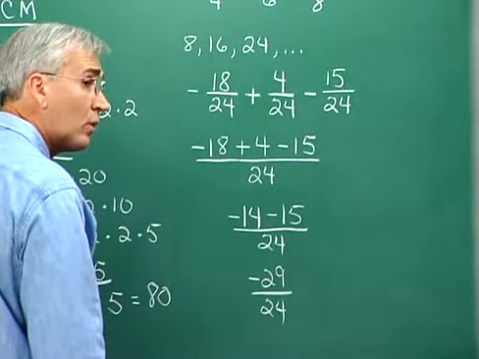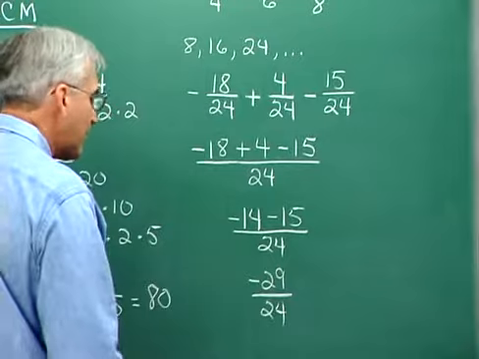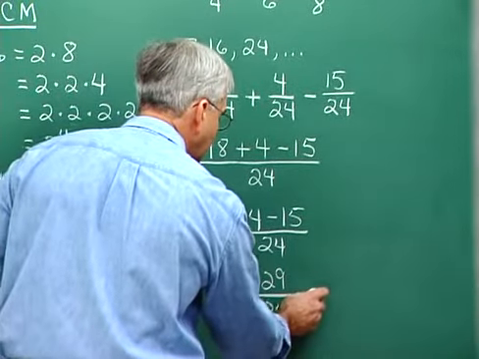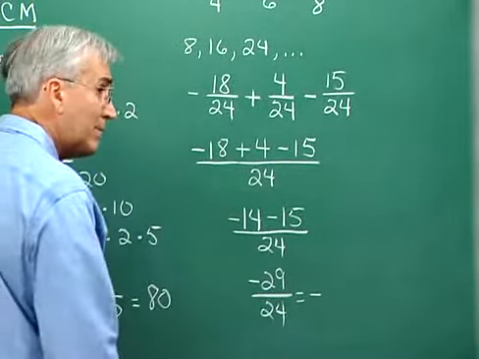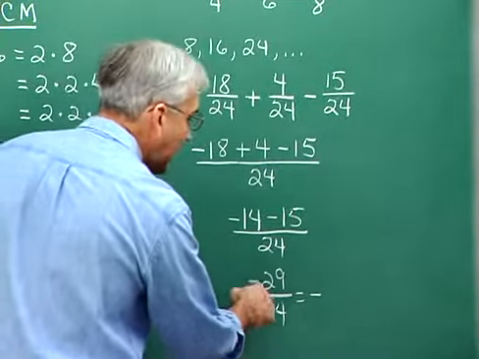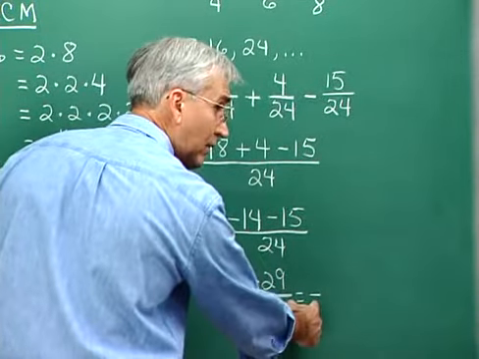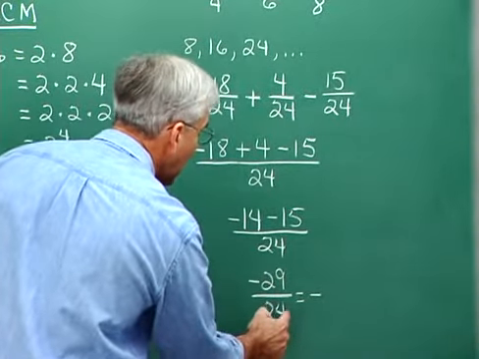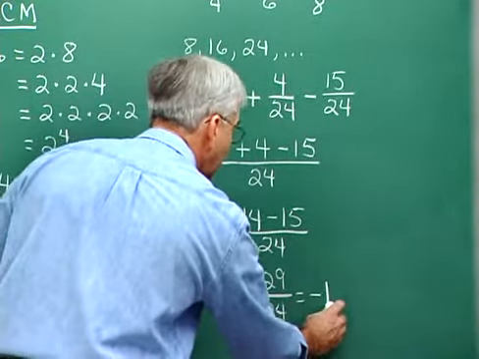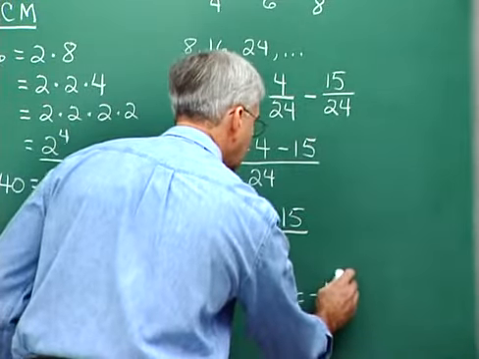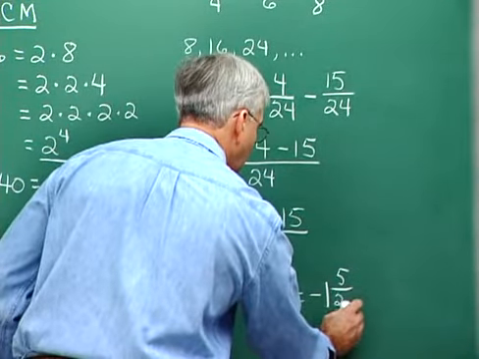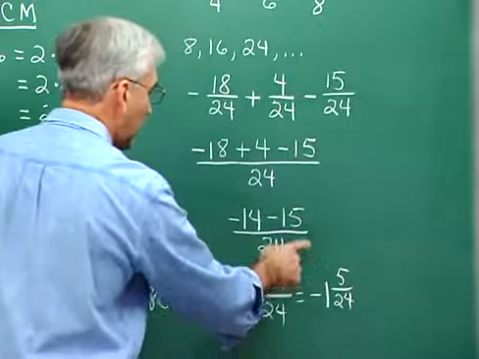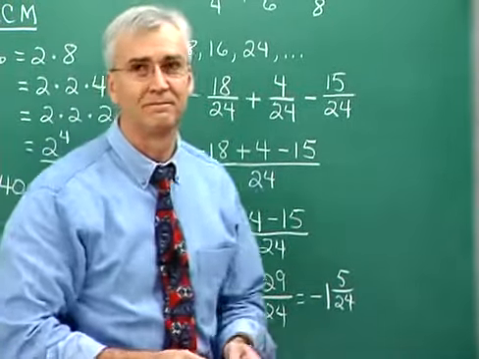Negative 29 over 24. Oh, I see, it's an improper fraction. I would probably want to write this minus sign preceding the mixed number. So I would write this as the negative of, or the opposite of, or minus, 29 over 24. 24 goes into 29 one time with 5 left over. So this is 1 and 5 24ths. And our answer then is negative 1 and 5 24ths.